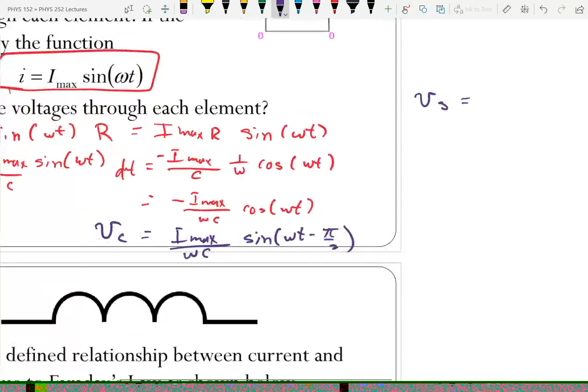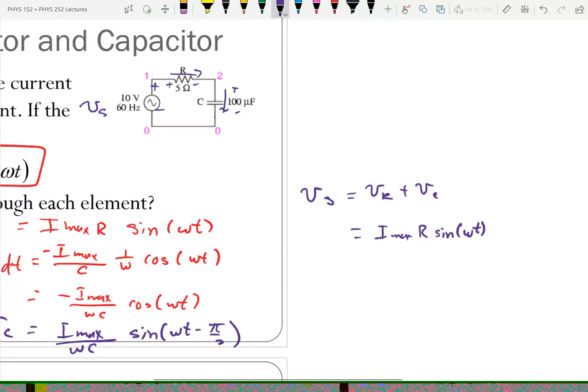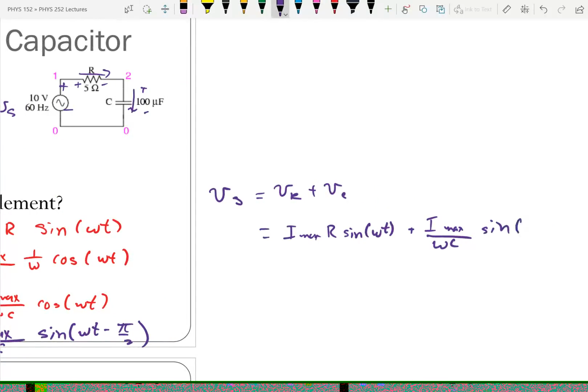According to Kirchhoff's voltage law, if I go up a Vs and then down a Vr and down a Vc, then I have Vs is equal to Vr plus Vc, is equal to I max R sine of omega t plus I max over omega C sine of omega t minus pi over 2.